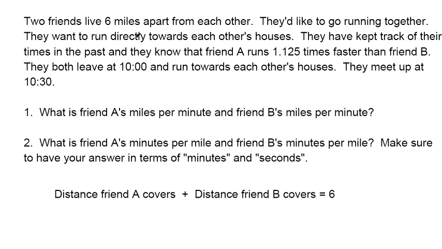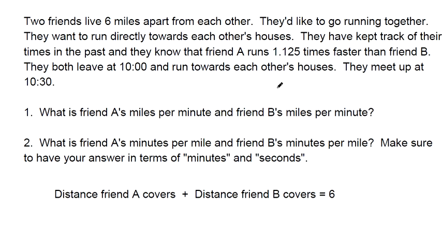So this problem is slightly different than the problem of the week, but I changed up the numbers. The steps are the same, so you can follow the steps to get your problem of the week correct. So we got two people running towards each other. Now in this case they're 6 miles apart. It takes them 30 minutes to get there, and one person is 1.125 times faster than the other person.